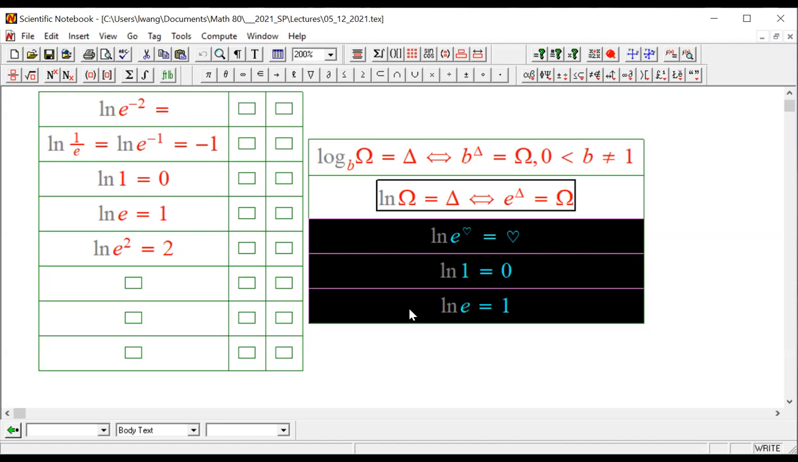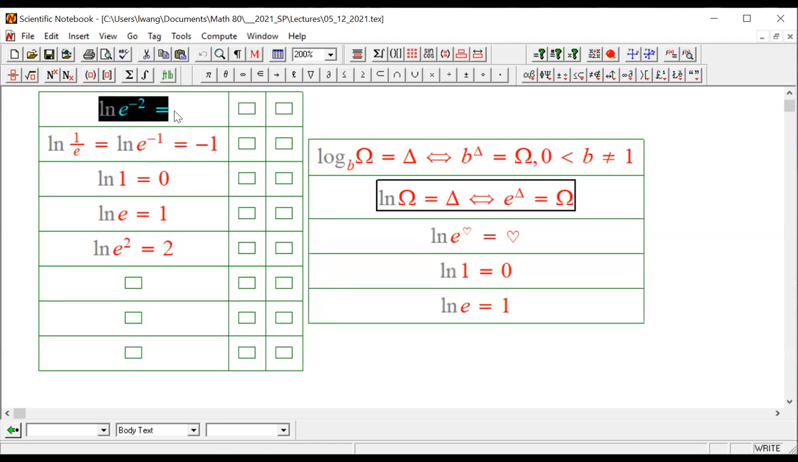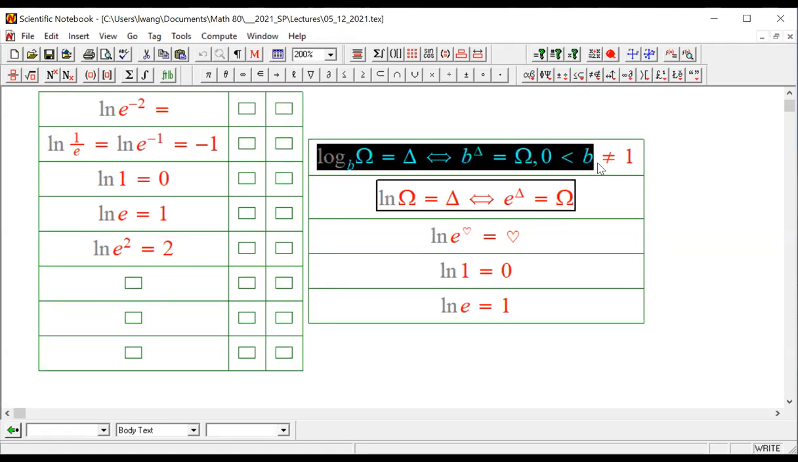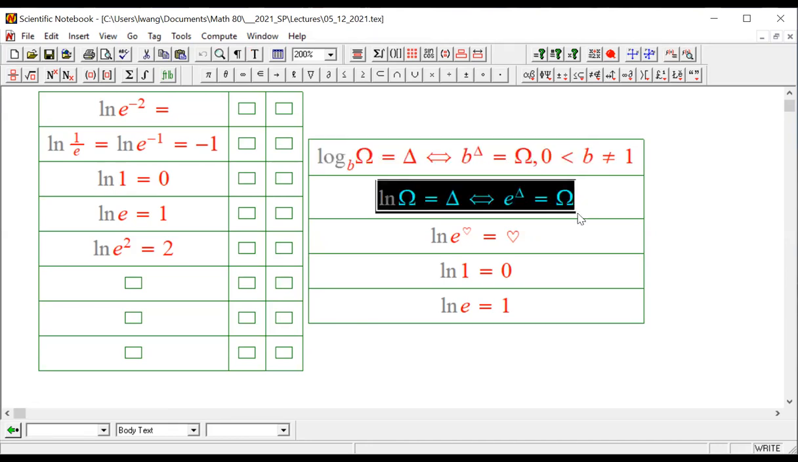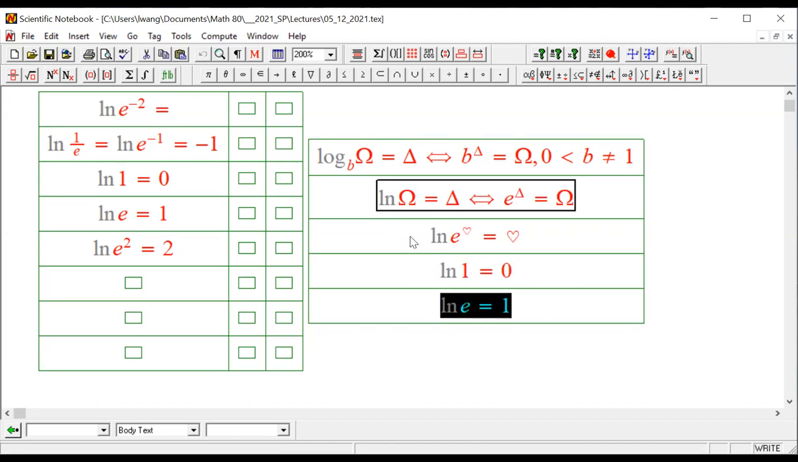Okay, so what's the answer for Alan of ln e to the power of negative 2? Marcelo, what would be the answer? You can either use the definition or this special definition in this case, or use the shortcut. Which shortcut applies? So what's the answer? That's right, negative 2.